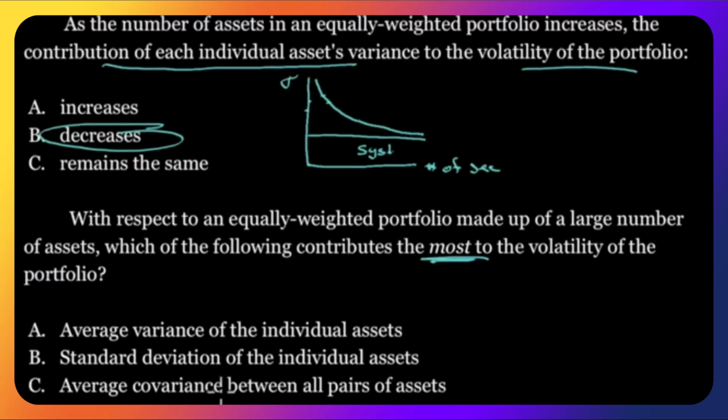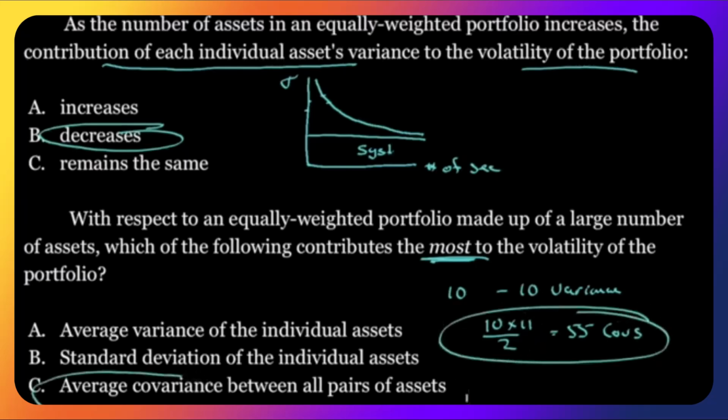Well, if you think about it for a minute, if you have, let's say, 10 assets, you will have 10 variances, but how many covariances will you have? You will have 10 times 11 over 2, that's 110 over 2 is 55 covariances. Which is the bigger number? Which do you think contributes more? Look at that. It's the covariance between all pairs of assets.